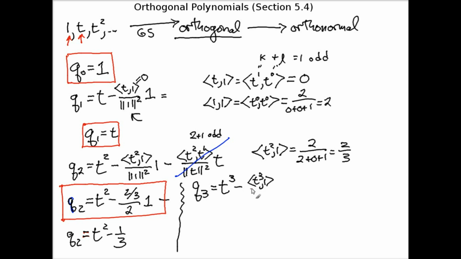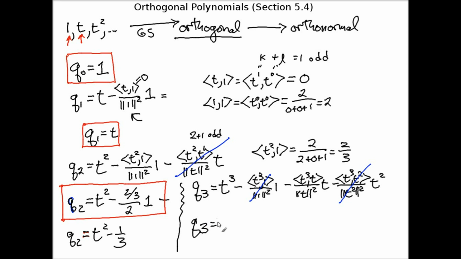t cubed, minus t cubed, t squared, and so on. And remember that when the sum of the powers is odd, the terms go away. So both of these go away, and you see that Q3 is going to be t cubed plus some multiple of t. And it turns out to be minus 3/5 t.